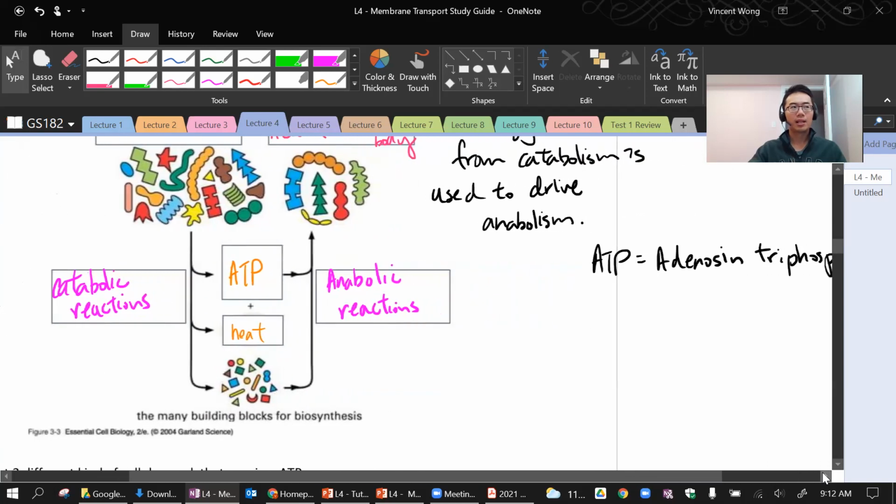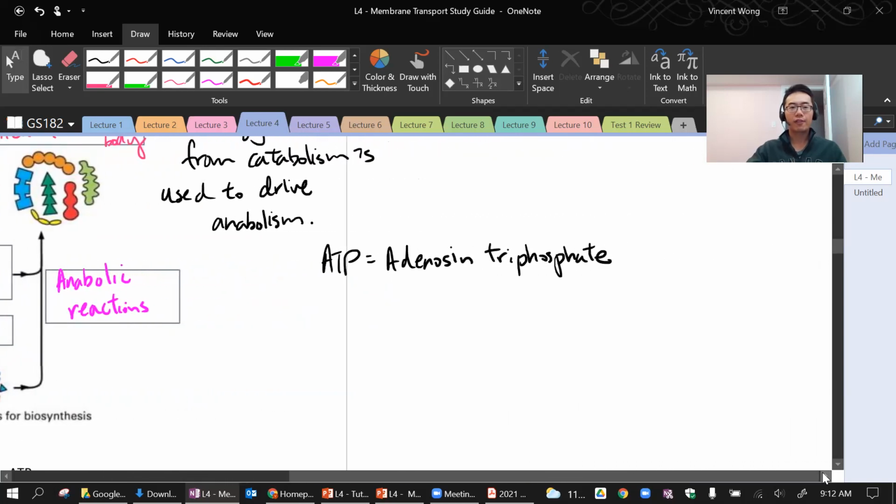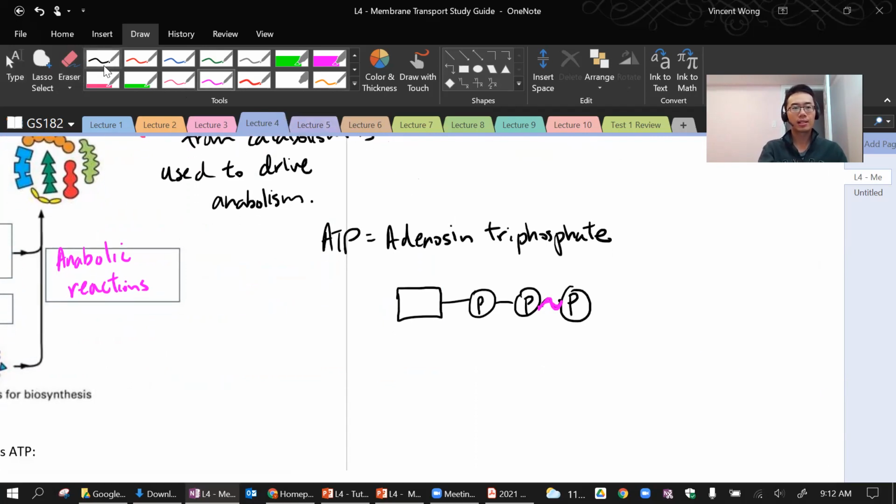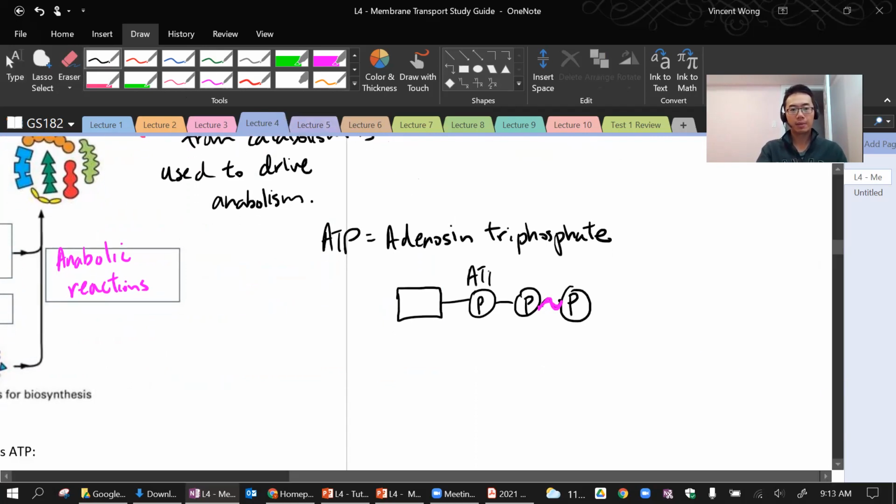Okay. So adenosine triphosphate, right? So we have the adenosine, which is connected to sugar, but I'm not going to draw it. And then you're going to have a P, a special bond, and a P. So this last bond here that connects the second P to the last phosphate is a very energetic bond. So this here is ATP, triphosphate.